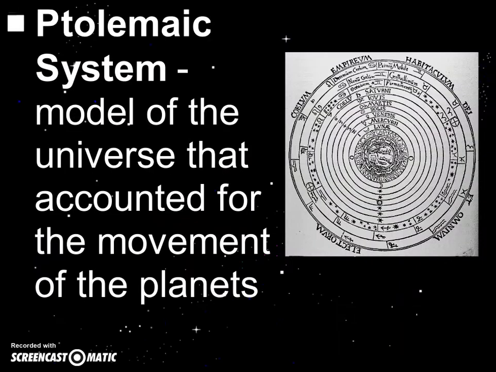But let's keep talking. We have what's called the Ptolemaic system. The P is silent, so it's Ptolemaic. And that is a model of the universe that accounts for how the planets move. And what you see here in the image is an example of the Ptolemaic system.